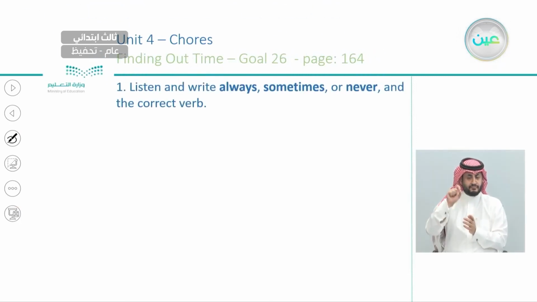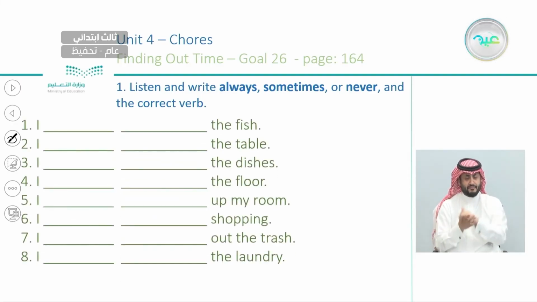Okay. Now on page 164. Listen and write always, sometimes, or never. So always, دائما. Always. Sometimes, أحيانا. Never, أبدا. Okay. So always, sometimes, never. And the correct verb. Now we have 8 sentences. You will listen and tell me which verb is here. Okay, so let's listen to it.